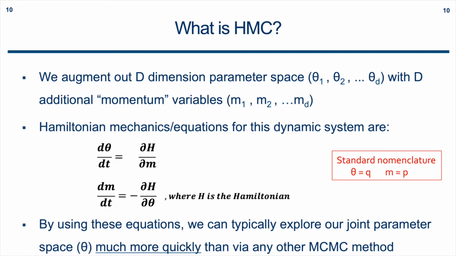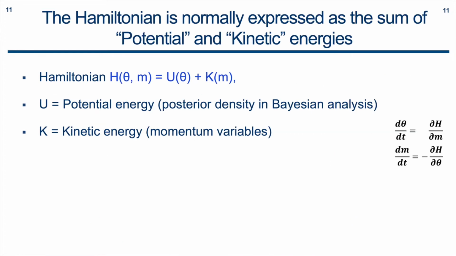One other thing to quickly mention: if you look at the references that I highlighted before, they're using a slightly different nomenclature. I'm using theta and m because that makes a lot of sense to me. Typically the Hamiltonian is expressed as the sum of the potential and kinetic energies. Here we have H for the Hamiltonian, U is the potential energy, so if you're doing Bayesian estimation that's your posterior density, and K is the kinetic energy, which is going to be based on our momentum variables.